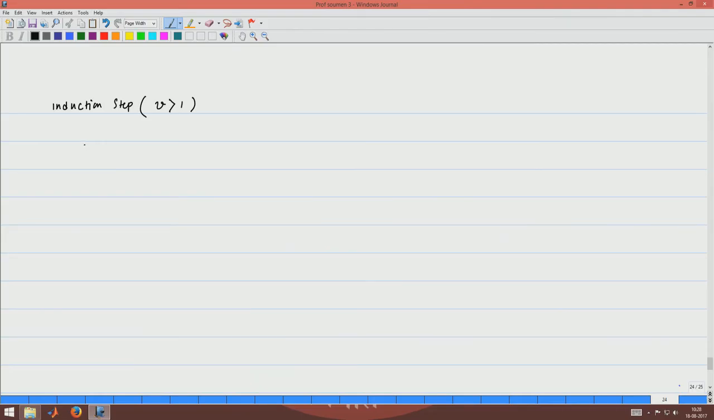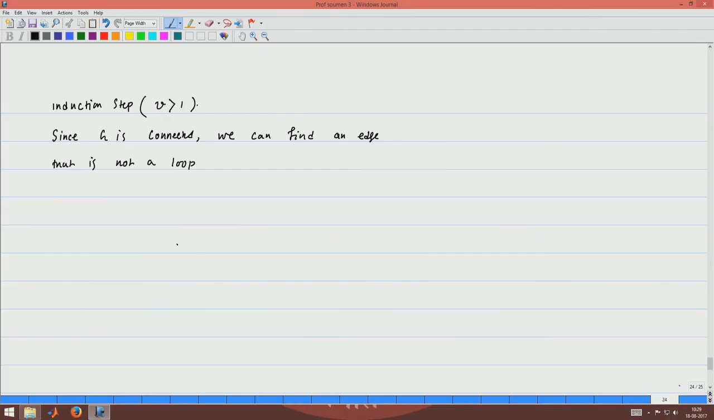Okay, so the idea is that if it is true for a graph with V minus 1 vertices, then it will be true for a graph with V vertices also. Since G is connected, we can find an edge that is not a loop.